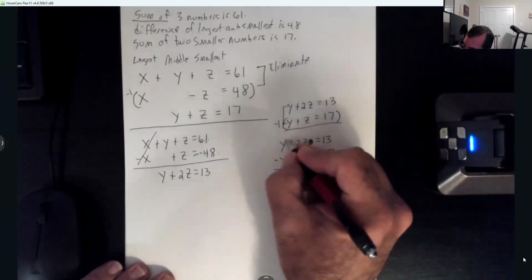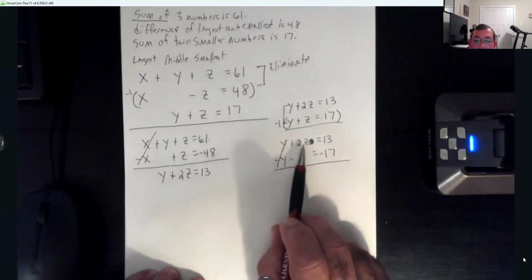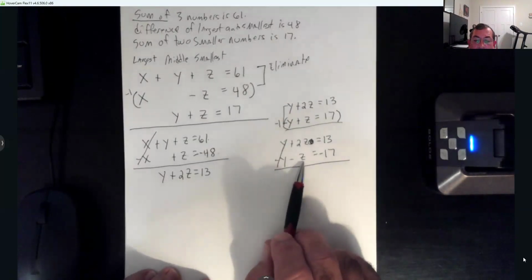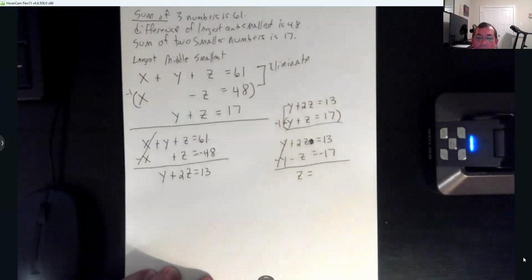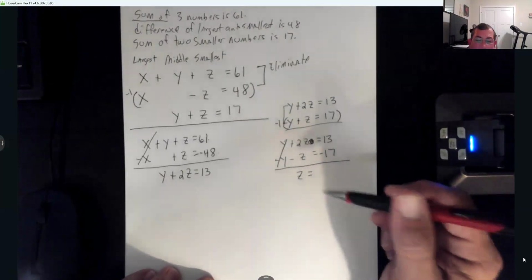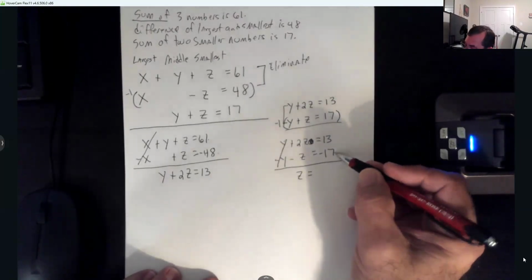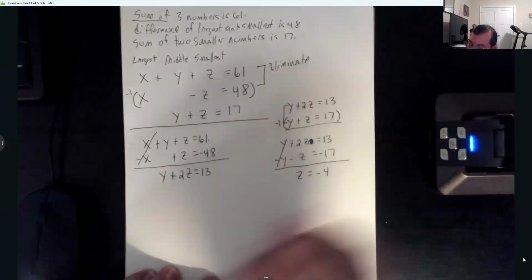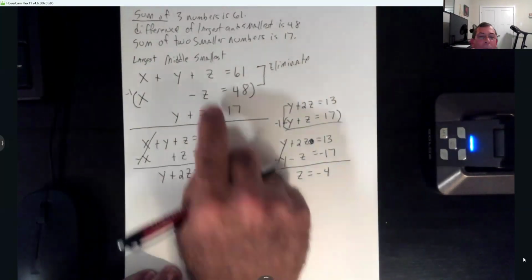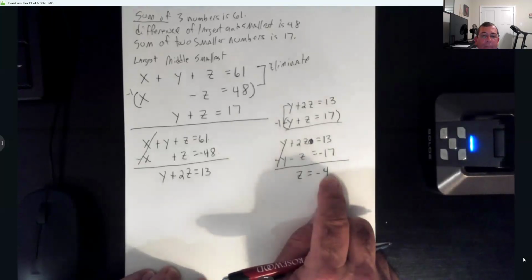But y'all look here, those y's cancel. Oh, y'all look at this. 2z minus 1z leaves me 1z. So if I can add these numbers, I'll know what the z equals right off the bat. So negative 17 and 13 will give me a -4. So my smallest number is -4.